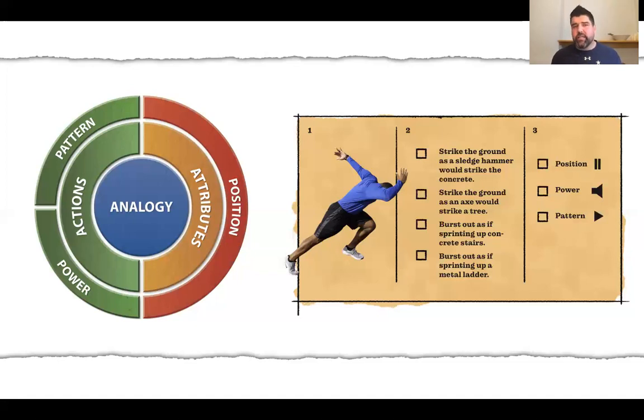So the question then is, okay, is there an analogy that can give us that backward pattern as well as something explosive? Look at our next analogy. Strike the ground as an axe would strike a tree.